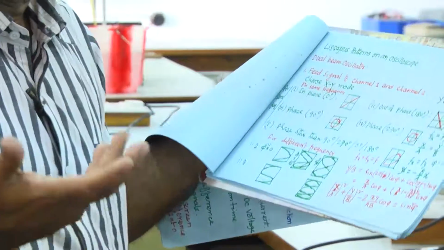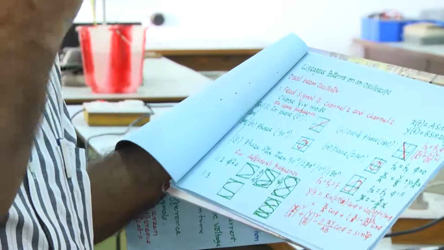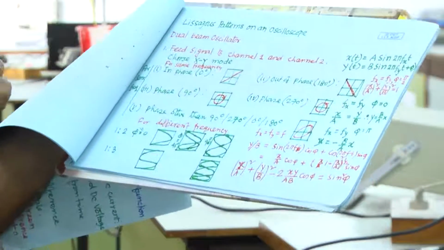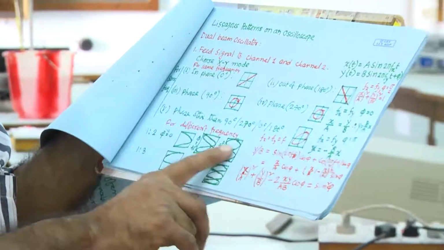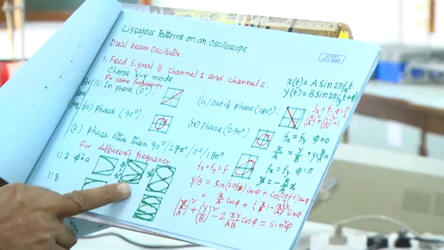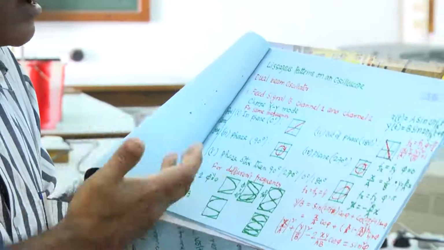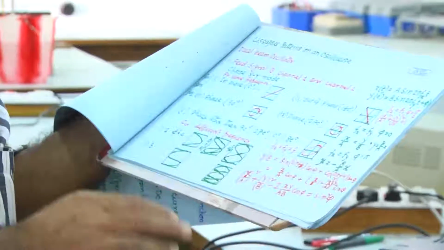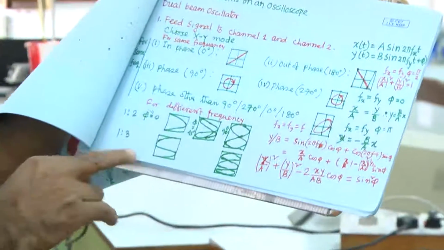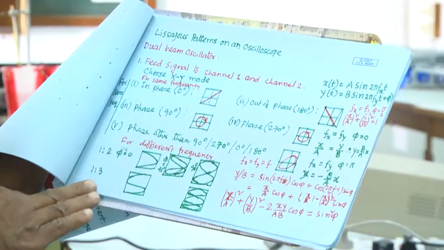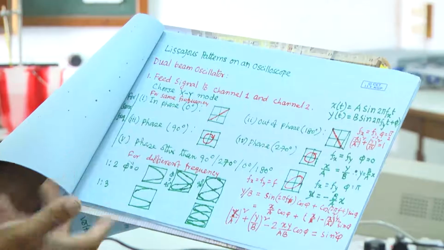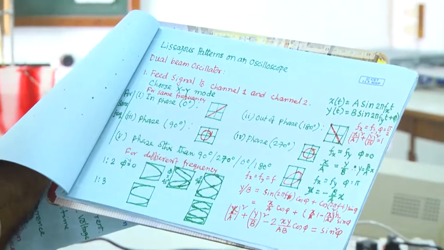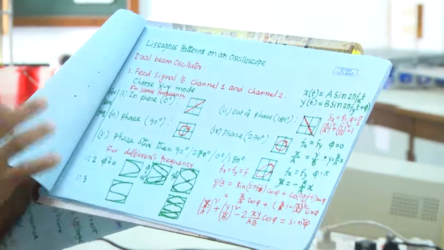If the frequencies are different, then one can find out the ratio of the frequencies of the two signals. Here we will see multiple loops in the Lissajous figure. Depending on the number of loops, one can find out the ratio of the frequencies of the two signals.